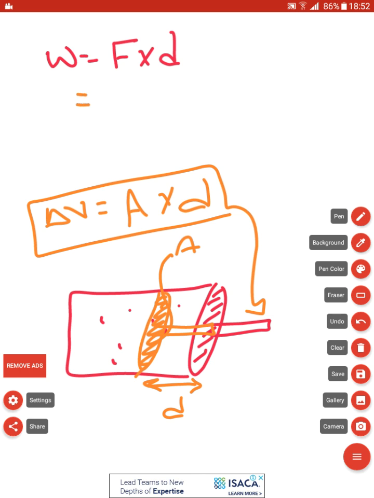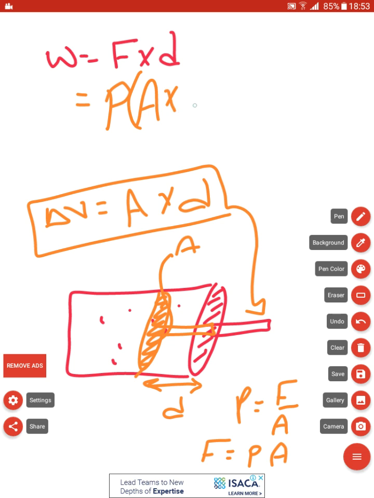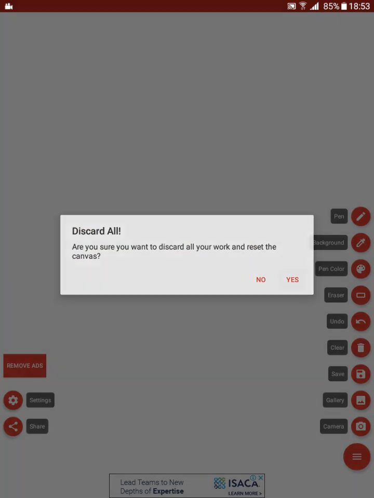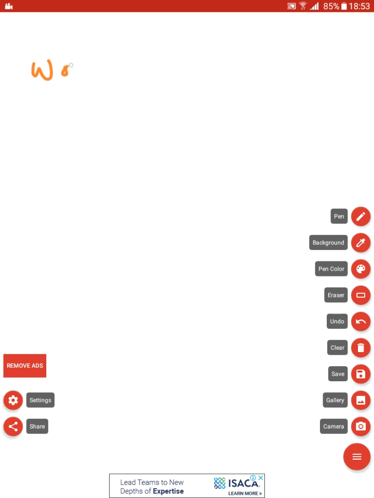Now pressure equals force over area, so force equals pressure multiplied by area, and this is multiplied by distance. Area multiplied by distance is the change in volume. So the work equals pressure multiplied by the change in volume.